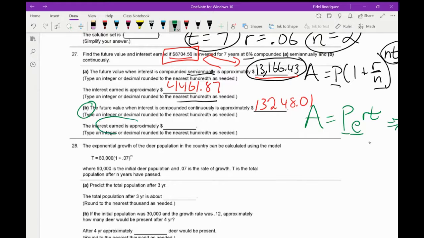And then, again, now, how do we find our interest? Well, we're going to subtract again. So I'm going to take this number here, and I'm going to subtract the 8704.56. So I'll just do that on my calculator real quick. And I'm coming up with 45.43 and 45 cents. 45.43, and I forgot how many pennies. 45 cents. There we go.